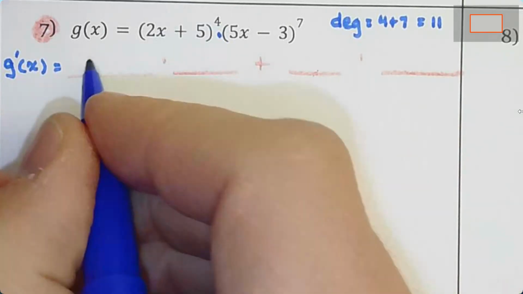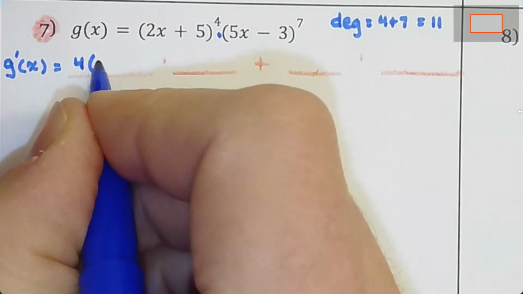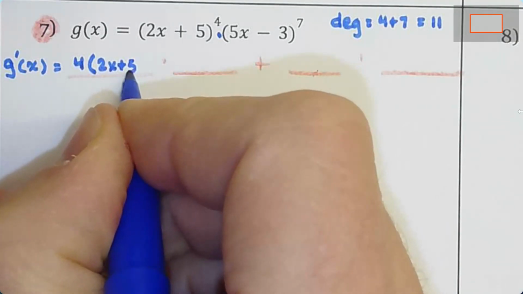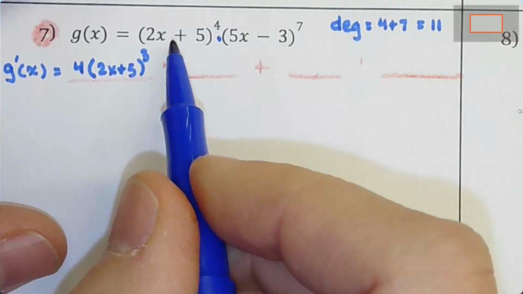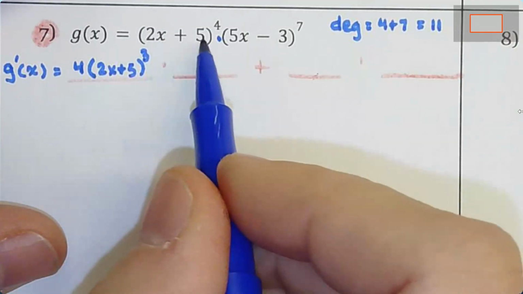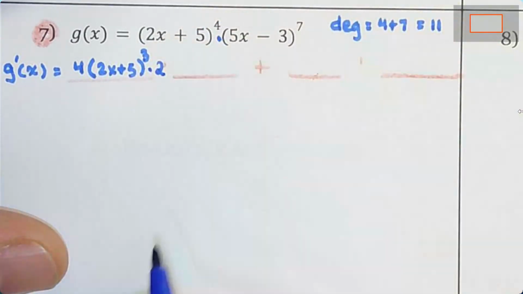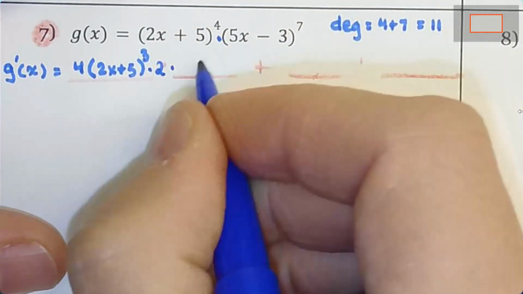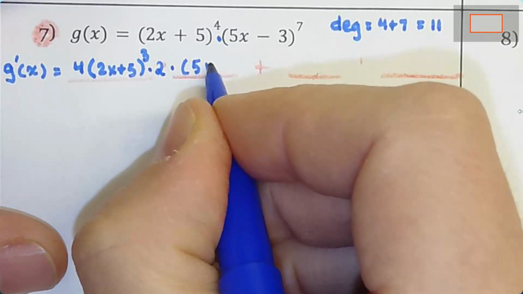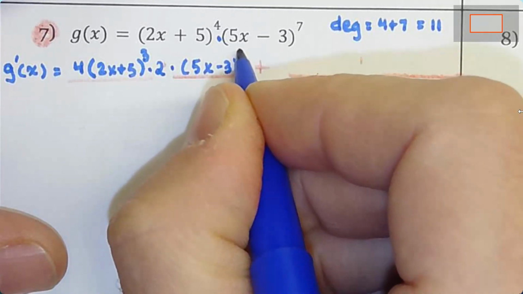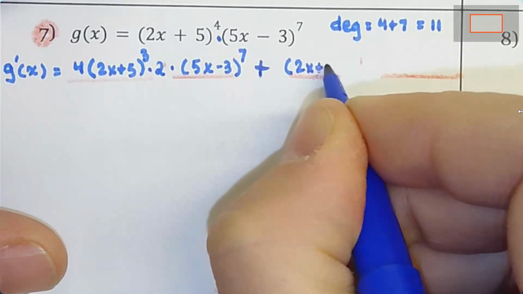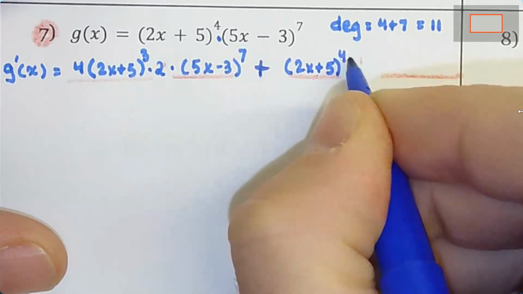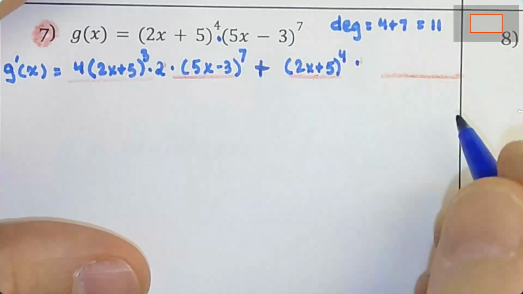Take the derivative of the first one. If you say that's 4 times 2x plus 5 to the 3rd power, and you stop there, you're wrong, because you forgot the chain rule. We have an inside function, and the derivative of that inside function is 2. Times, leave the second function alone, plus, leave the first function alone, multiplied by, take the derivative of the second one.